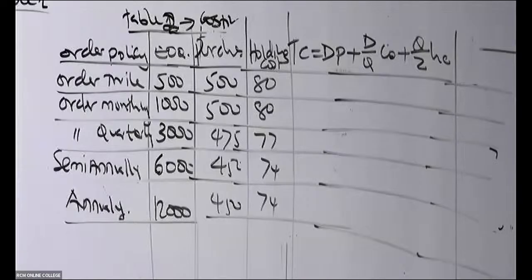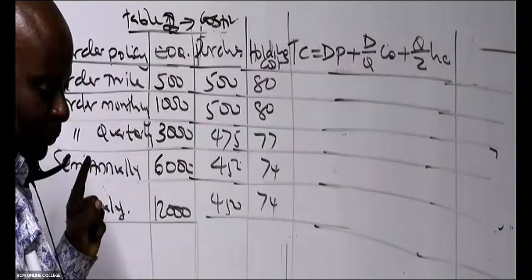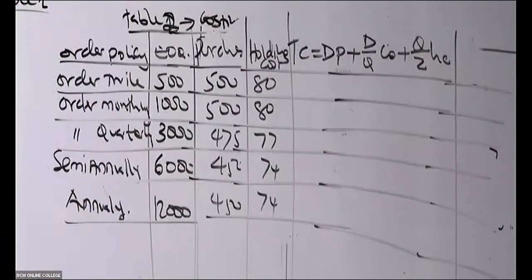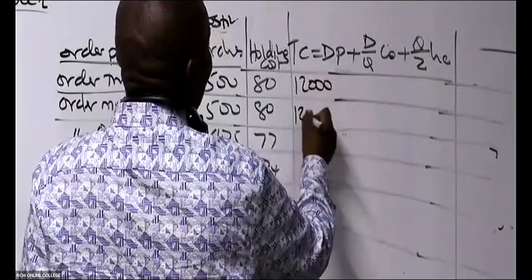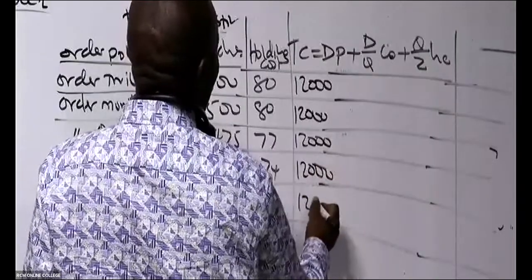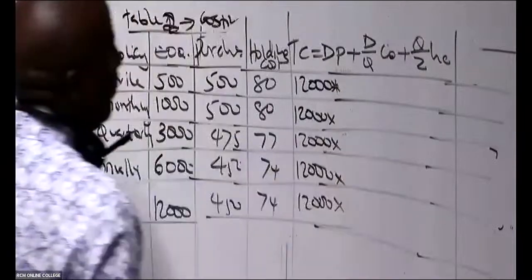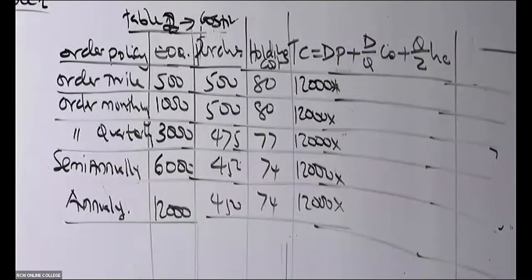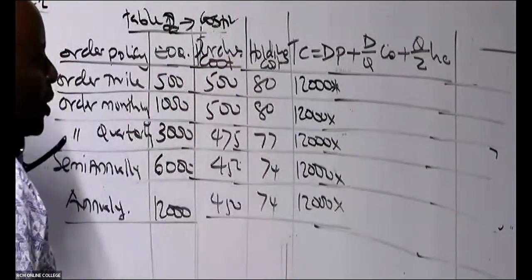So do we know our annual demand? It is 12,000 here. So as I write 12,000 throughout, remember the assumptions of EOQ. Annual demand is known in advance and will always remain constant. Times the purchase cost. These are the purchase costs. We already have them.